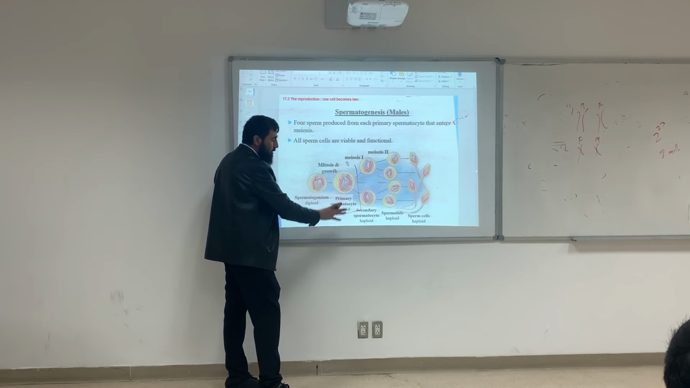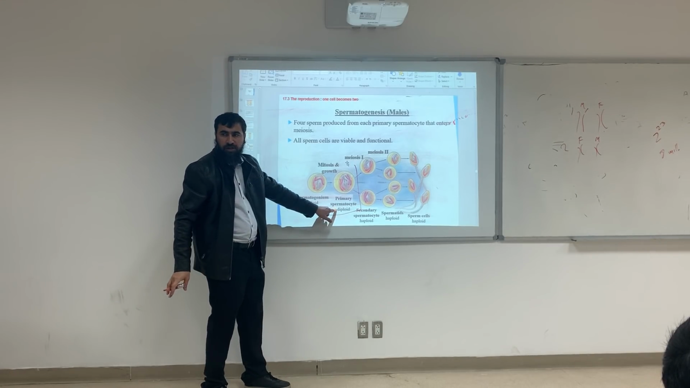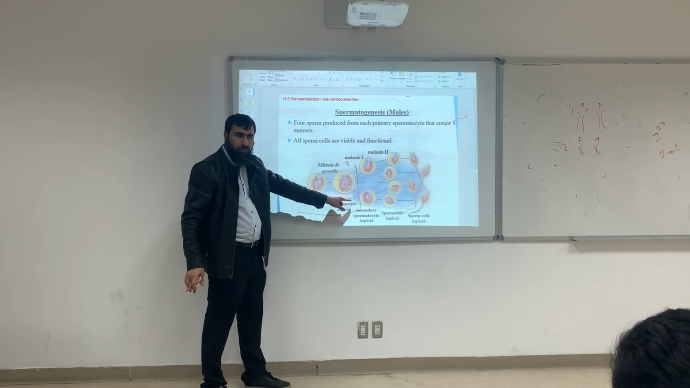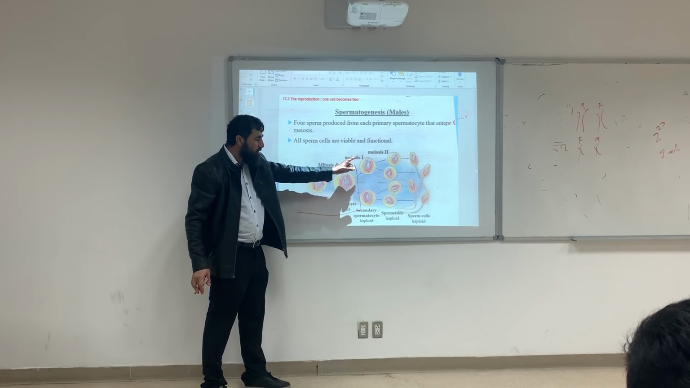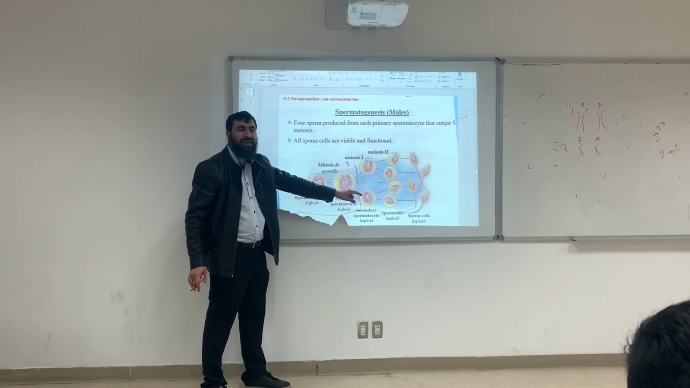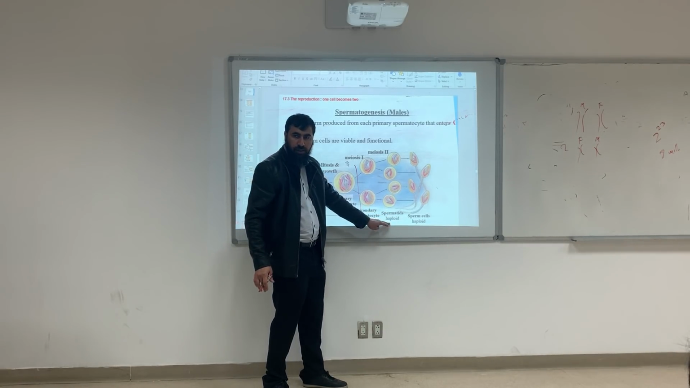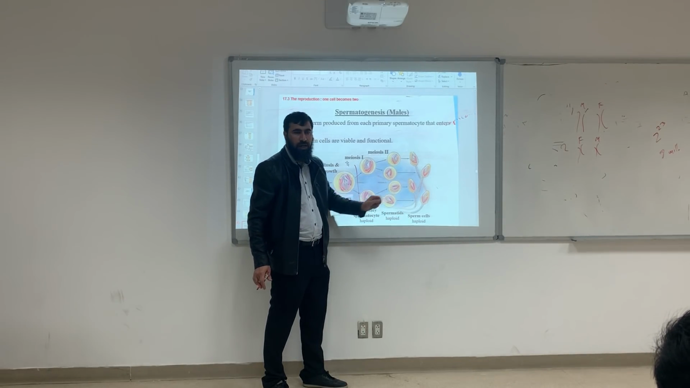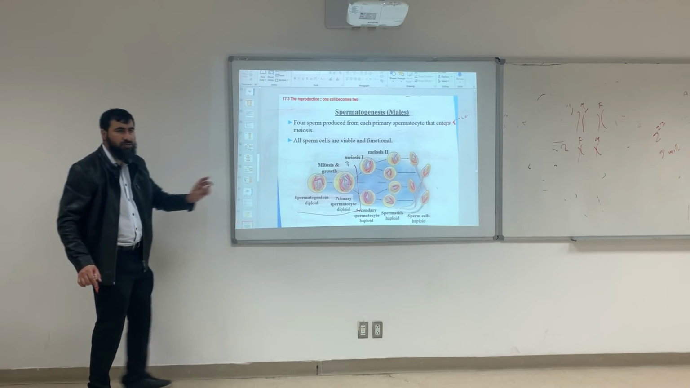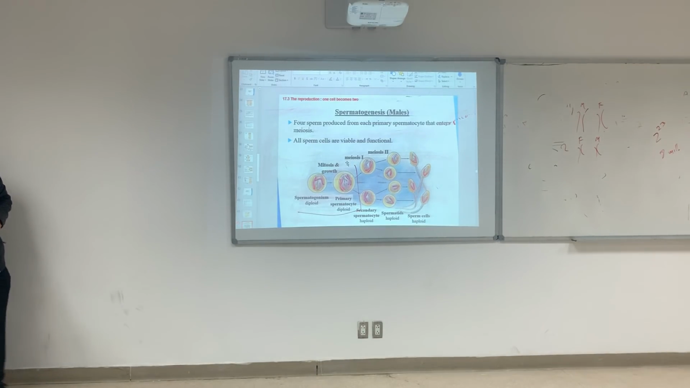So we get the primary spermatocyte, which is diploid. This undergoes meiosis 1, and we get the secondary spermatocyte, which is haploid. Then we get meiosis 2, giving the spermatids, still haploid. Then they mature to form the sperm cells, which are haploid. Basically, you just need to know the names and whether the chromosome structure is haploid or diploid.